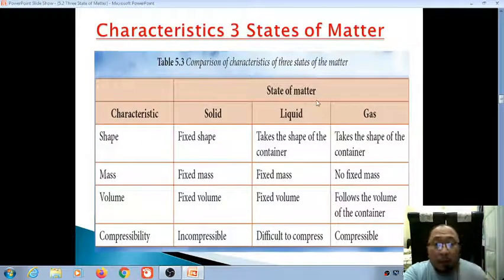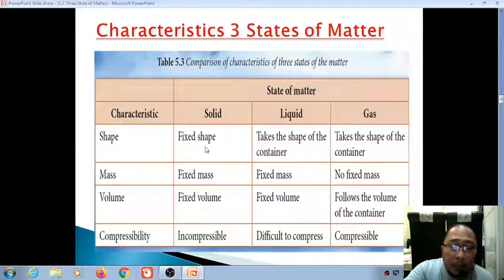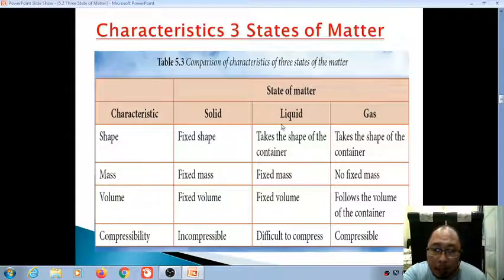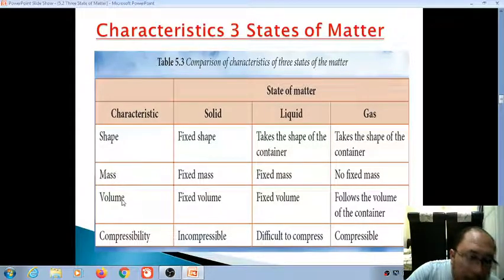So this is the comparison of characteristics of the three states of matter. We can read from here the difference between solid, liquid and gas. The characteristics given here are based on shape, mass, volume, and compressibility. So for example, we take liquid. The shape takes the shape of the container, while solid has a fixed shape, and the gas takes the shape of the container. Mass: fixed mass, fixed mass, no fixed mass. So different states of matter will have different characteristics based on these factors.